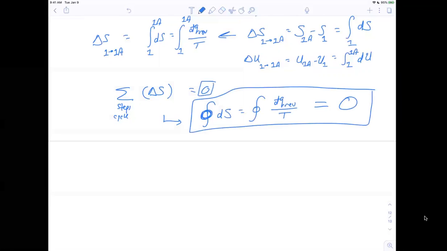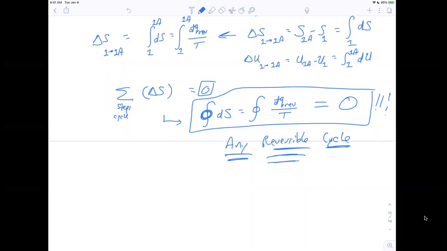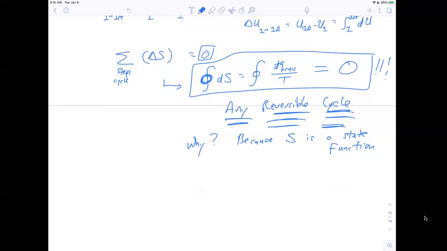So the integral over a reversible cycle holds, and the reason why is because S is a state function. So that's what we have there. All right, any questions or comments?